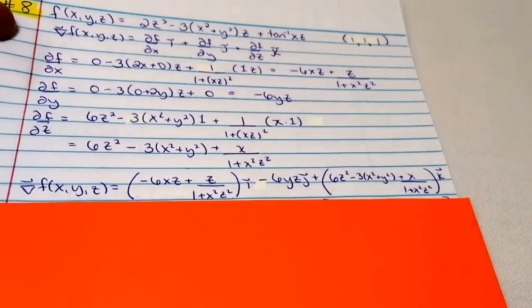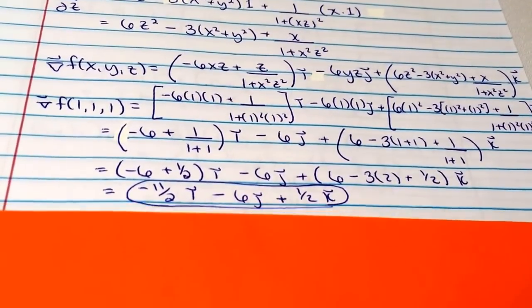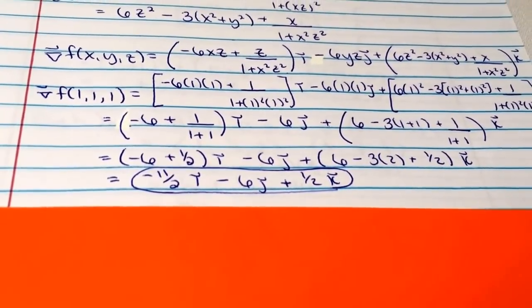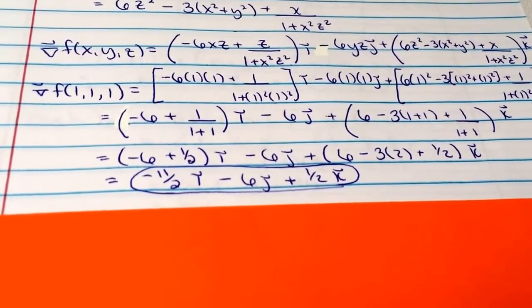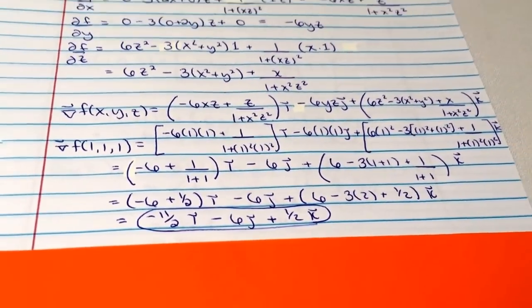Now we're going to plug in the point. So we're plugging in 1, 1, 1. And after a lot of simplification, you get down to here. Okay, so this is the gradient vector at that point. So it would be, again, the vector that's made up of all of the partial derivatives, but then you plug in the point. All right, so that's all for number 8.